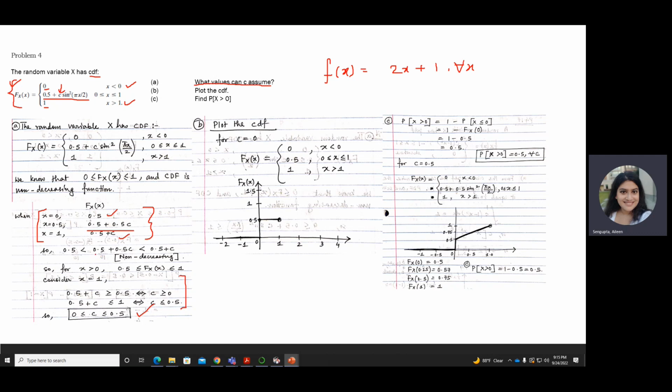So you can take 0.5 plus c, which is this guy, is greater than 0.5, and then find one limit of c, and then again take 0.5 plus c is less than or equal to 1, because all of the limits should be less than or equal to 1. So you can find another value of c, and then you can say that it lies between 0 and 0.5. You can start with any of them. You can start with this guy as well. It just depends on how you are going to solve these specific sets of equations that you have.